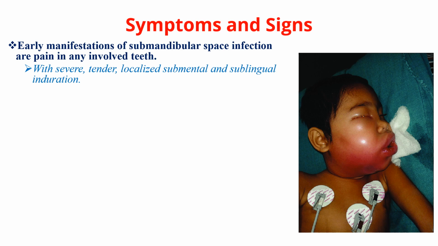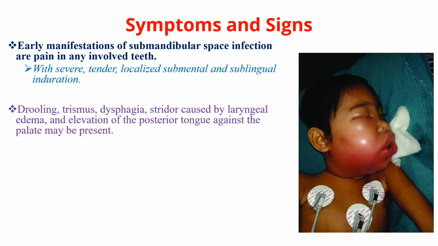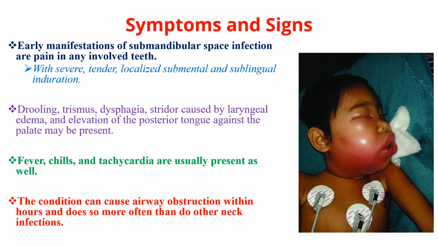Early manifestations of submandibular space infection are pain in any involved teeth with severe, tender, localized submental and sublingual induration. Drooling, trismus, dysphagia, and stridor caused by laryngeal edema and elevation of the posterior tongue against the palate might be present. Fever, chills, and tachycardia are usually present as well. The condition can cause airway obstruction within hours, and does so more often than other neck infections.